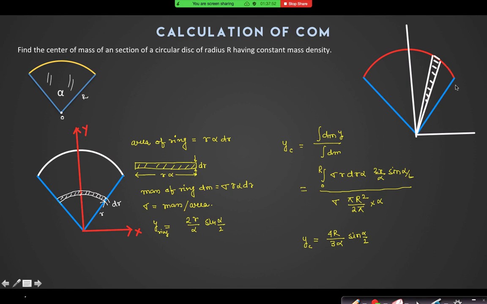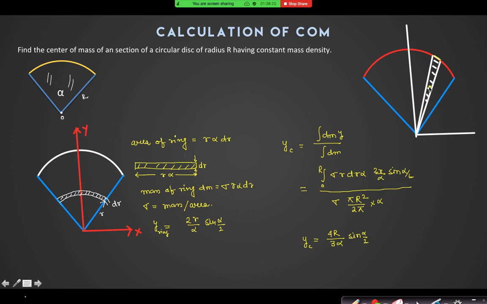What is the center of mass of the triangle? Can you tell me where it lies? Centroid. At a distance h by 3 from the base? Yes or no? Do you know that? From the base of a triangle, the center of mass lies at a height h by 3.